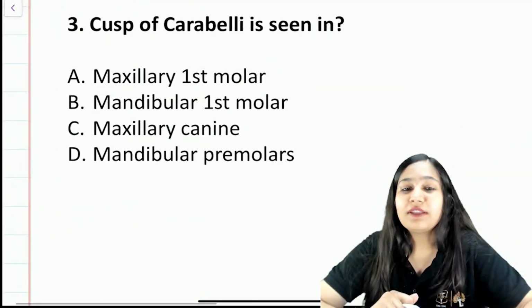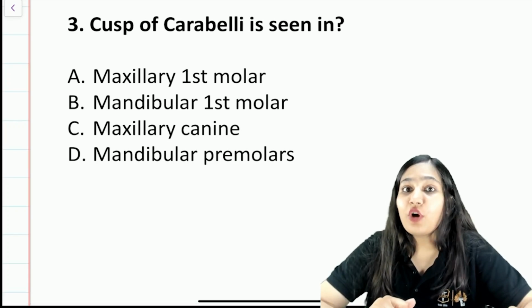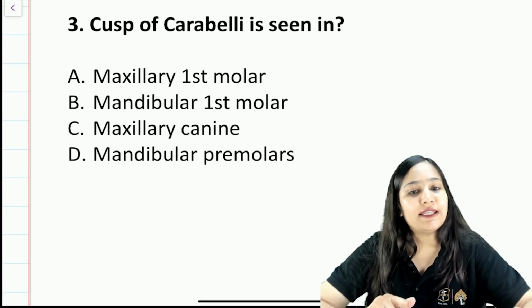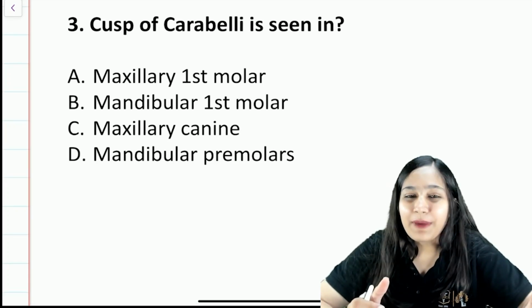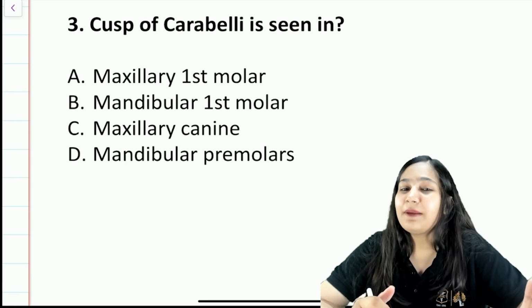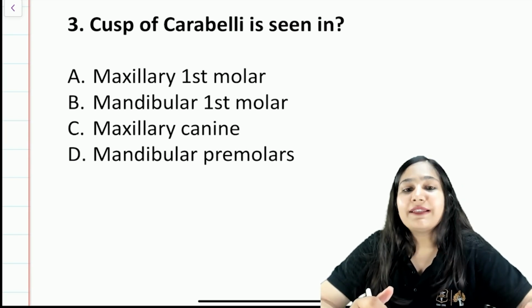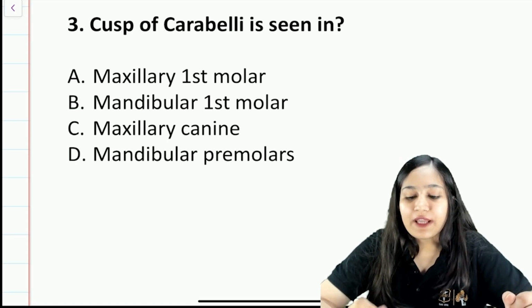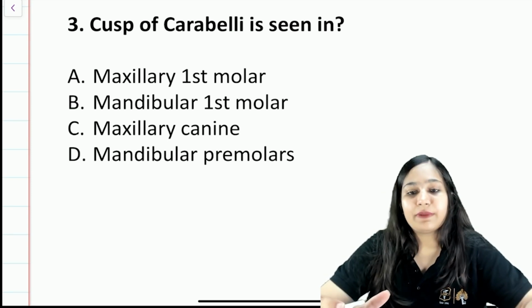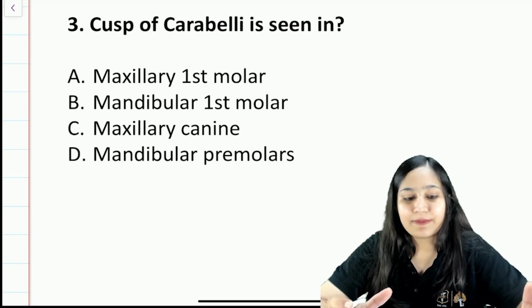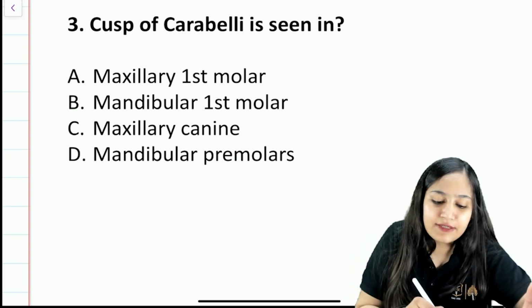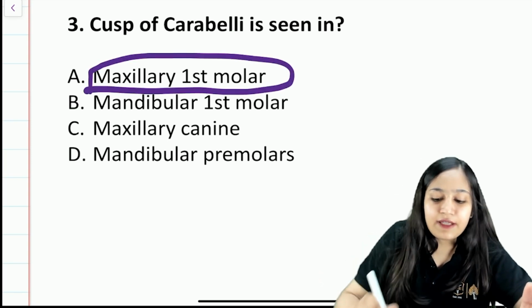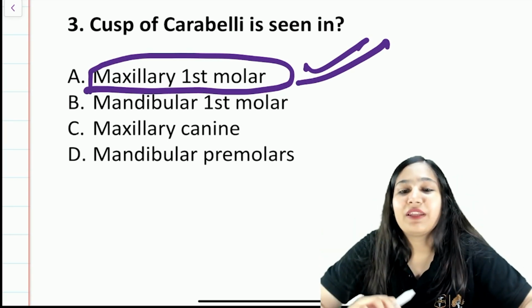Now coming to the third question. Cusp of Carabelli is seen in: is it permanent maxillary first molar, permanent mandibular first molar, maxillary canine, or mandibular premolars? So this cusp of Carabelli is mainly a supplemental cusp. It is a supplemental cusp. So the correct answer here is it is present in the maxillary first molar.